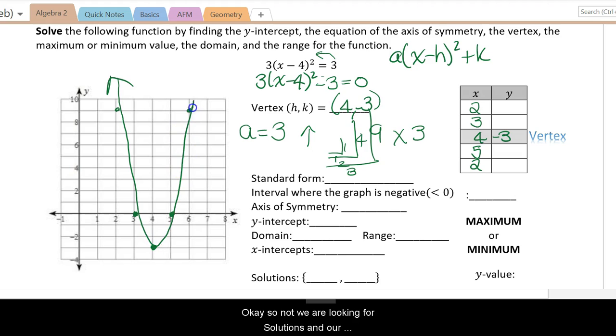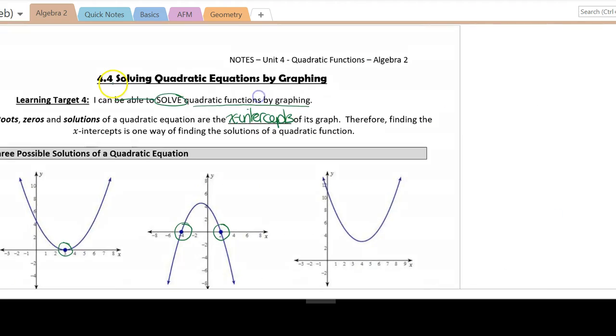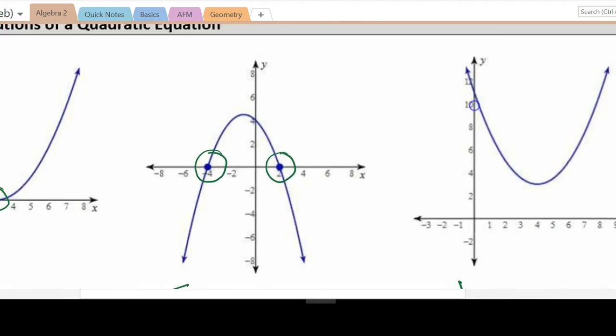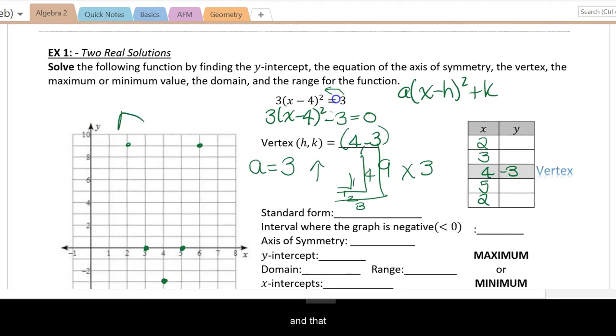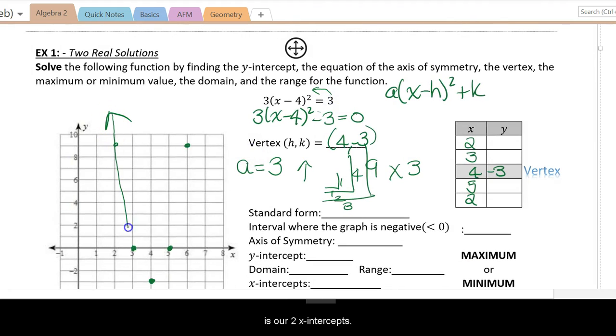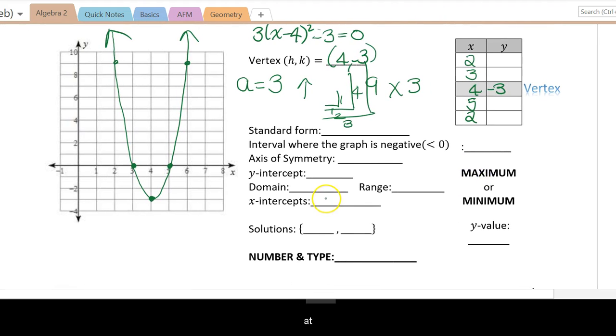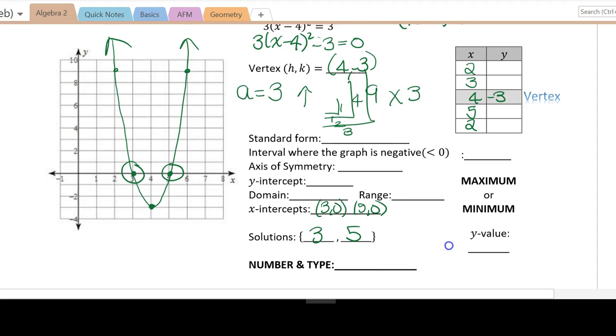Okay, so now we're looking for our solutions, and our solutions are going to be where it crosses the x-axis, and that is going to be our two x-intercepts. So it crosses at 3, 0 and 5, 0. So 3, 0 and 5, 0. Therefore, our solutions are 3 and 5. Notice how I have these in these braces.